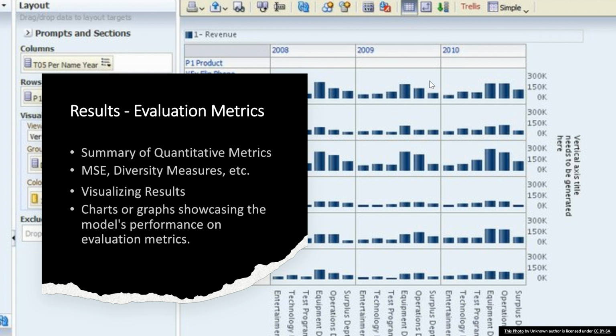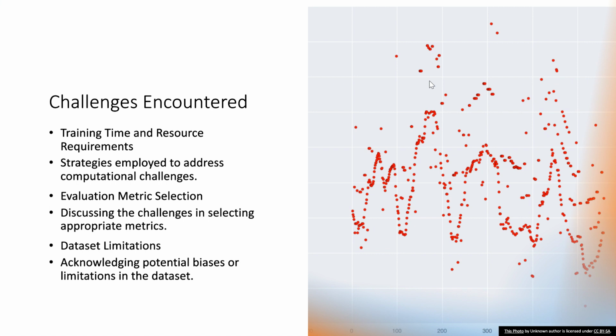Challenges encountered. Training time and resource requirements. Our model's training process, especially with the alternating training between the autoencoder and GAN components, posed challenges in terms of time and computational resources. Selecting appropriate evaluation metrics proved to be a nuanced task, while quantitative metrics offer insights, they might not capture the full extent of the model's performance. Striking a balance between quantitative and qualitative assessments is an ongoing challenge.